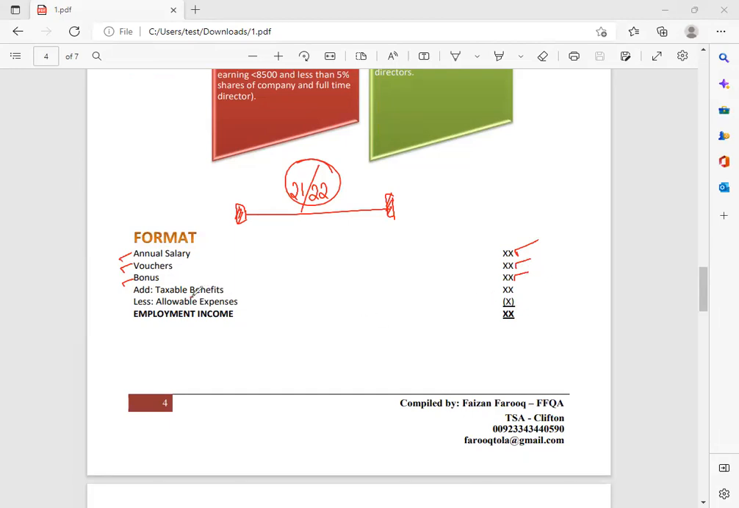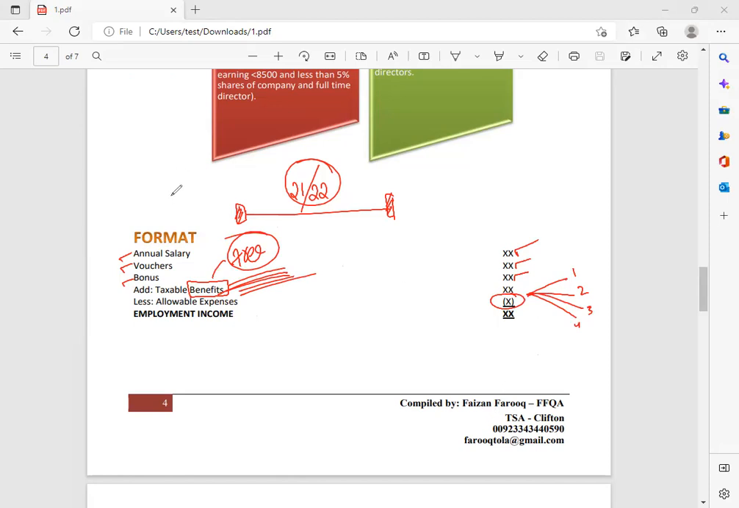But always remember one thing: a benefit means something provided by the employer to the employee, but it must be free. If it is free, it's a taxable benefit. We have a lot of benefits, and we will discuss all of them one by one. Then we have allowed expenses. We have only 4 allowed expenses. We will discuss them in detail very soon.